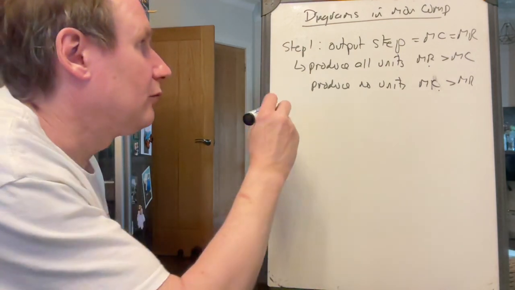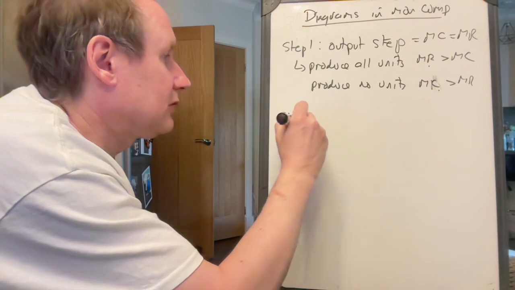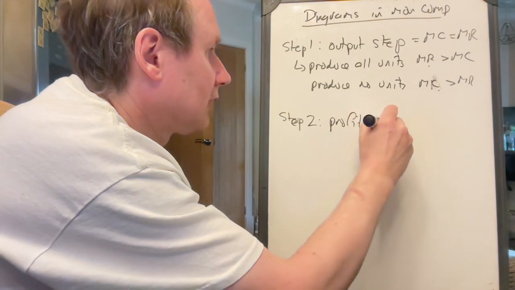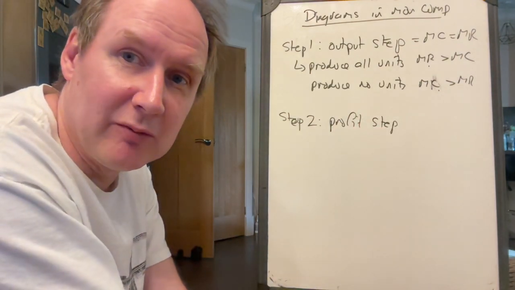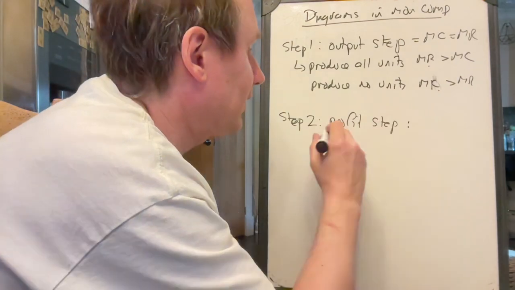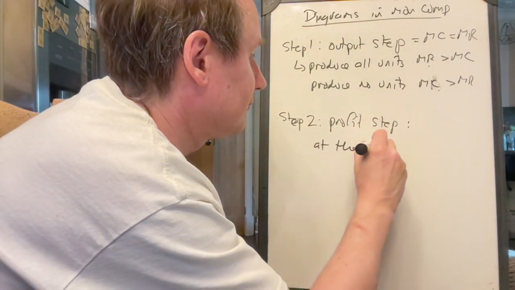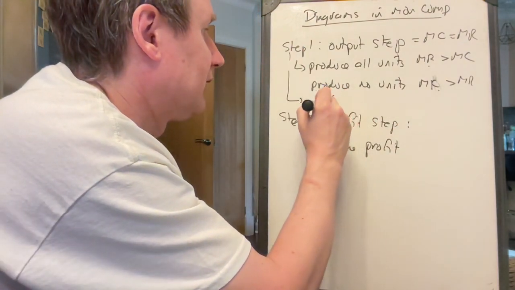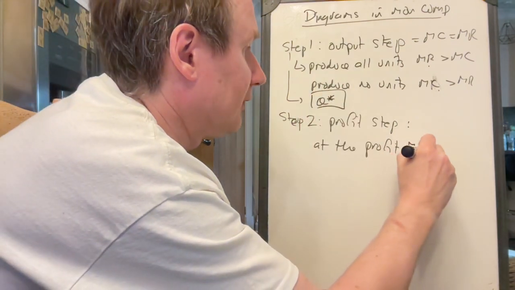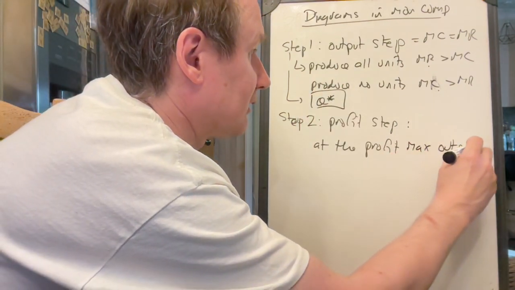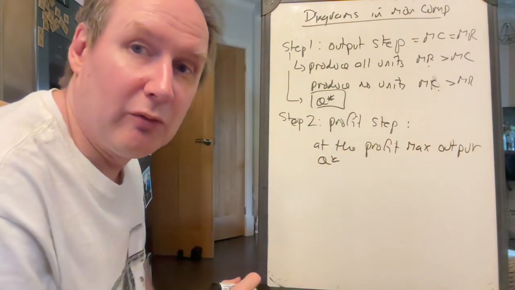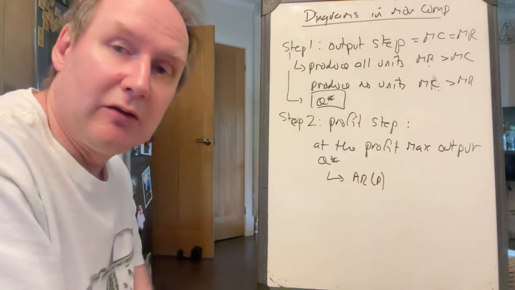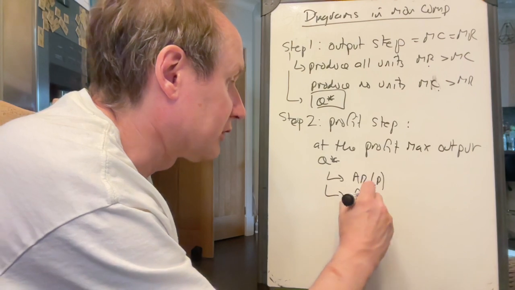Once we've done that, step two is the profit step. It's true on all these theory of the firm diagrams, they're all the same, which is at the profit maximizing output, whatever we've got out of this, which we'll say is, let's suppose it's Q star, at the profit maximizing output, and only at the profit maximizing output, so at Q star, we now say, what is average revenue, price or whatever, and what is average cost?